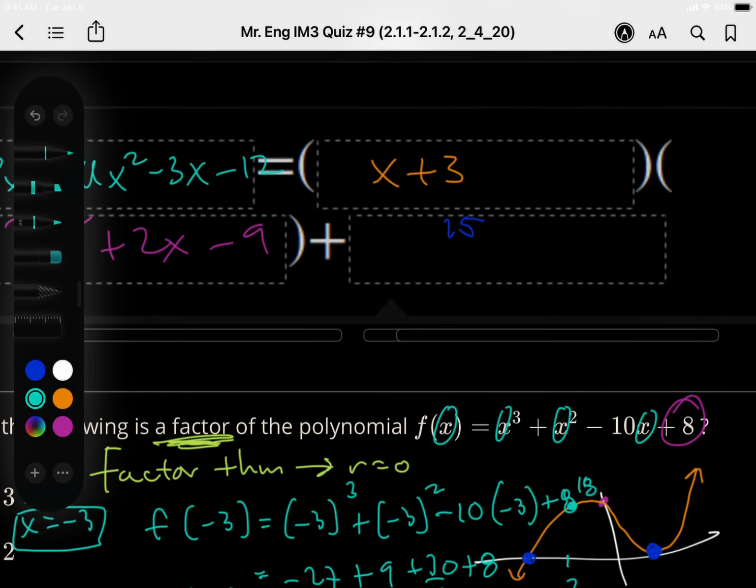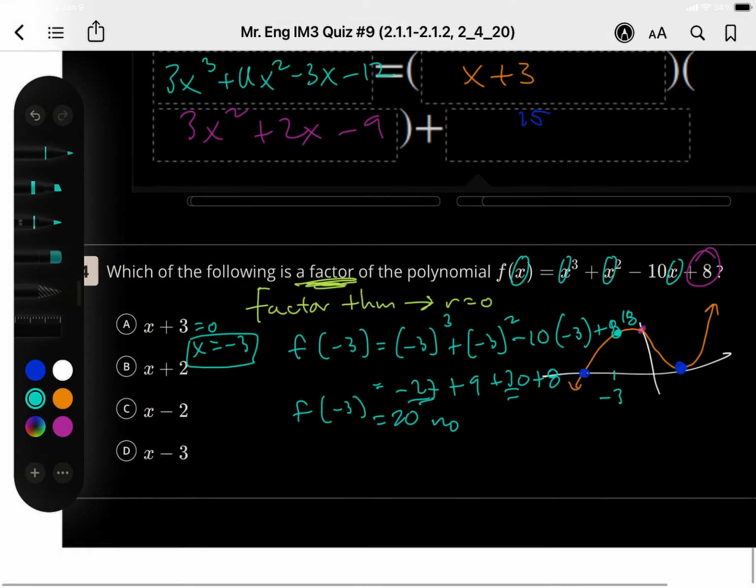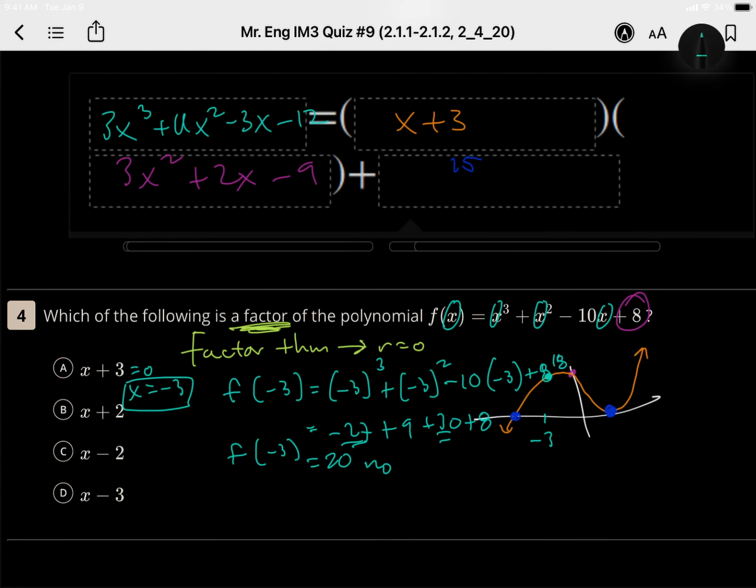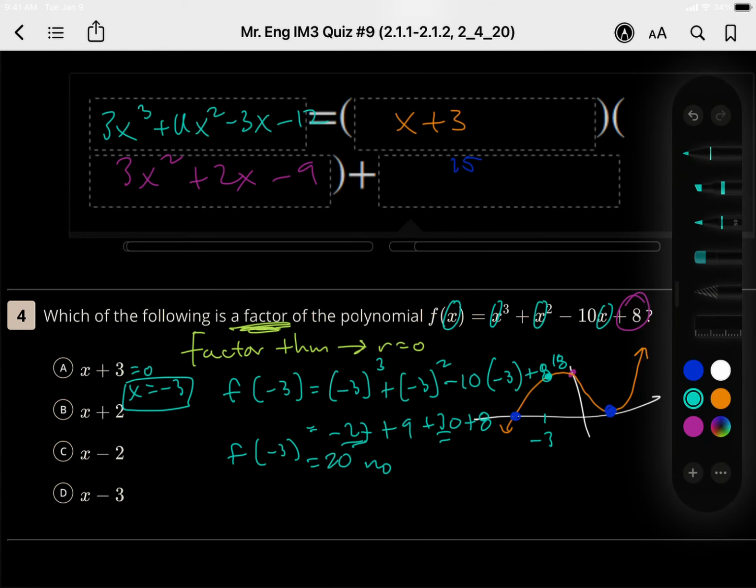So what was I saying? I was saying, okay, so if you did this one, it is negative 2, and when you put negative 2 into your function, we said that equals 24. So no, it's not a factor. This one, same thing. This becomes x equals 2. You put in 2, and we said that you would get 0. So that is a yes.